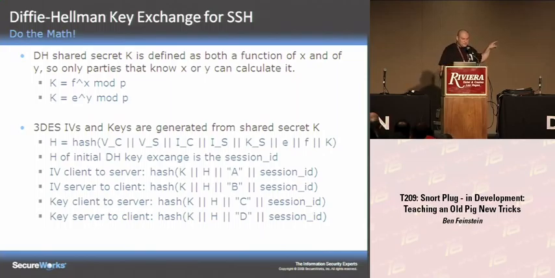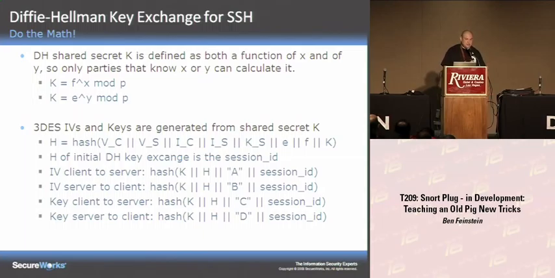So down below, this is how they do it for a triple DES encryption on an SSH session. You've got K. Both parties know K. No one else does. You take a hash, typically SHA-1, and you concatenate V sub C, the initial version string the client sends, V sub S, the initial version string the server sends, I sub C, I sub S, which are their hello strings, K sub S, the public key signature of the server, E, F, and the shared secret K. Concatenate all that together, take a SHA-1 hash of it, and that gives you hash H.